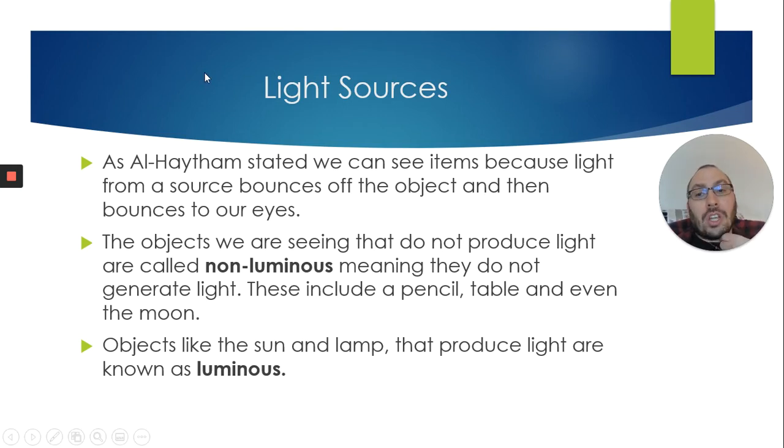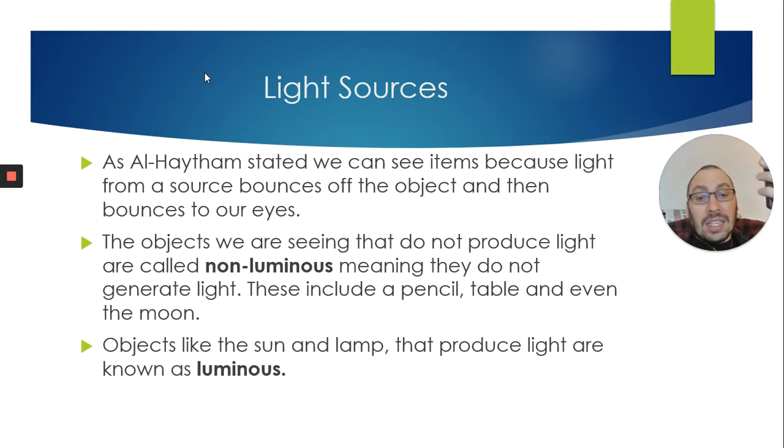Light sources are the next thing we're going to talk about. You guys might remember from topic 1.1, we talked about how Al Haytham stated that we can see objects because light from some source around, anywhere, could be a lamp, could be the sun, bounces off the object. From there, it bounces off the object and then reflects to your eye. That allows us to see. So that's different than what Mr. Pythagoras thought, where the light came from our eyes. Al Haytham said the light came from other sources.